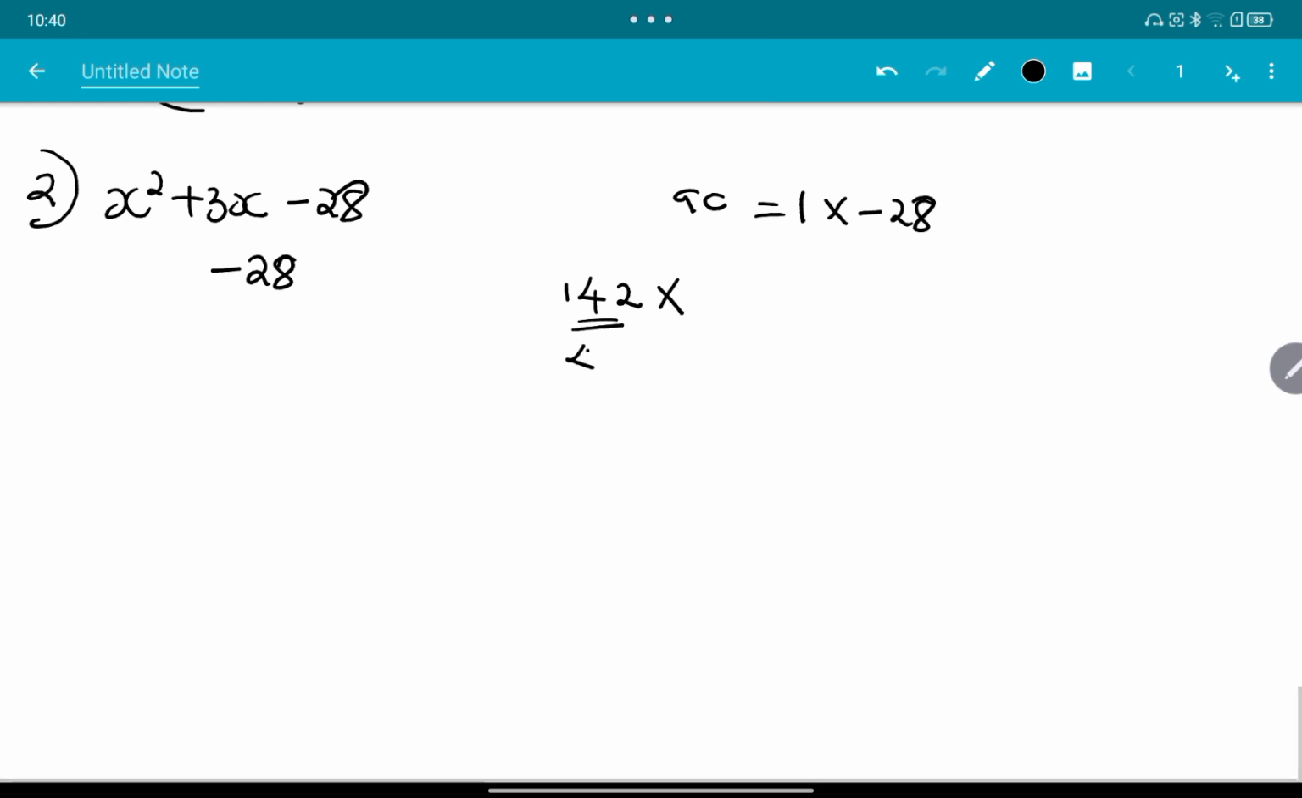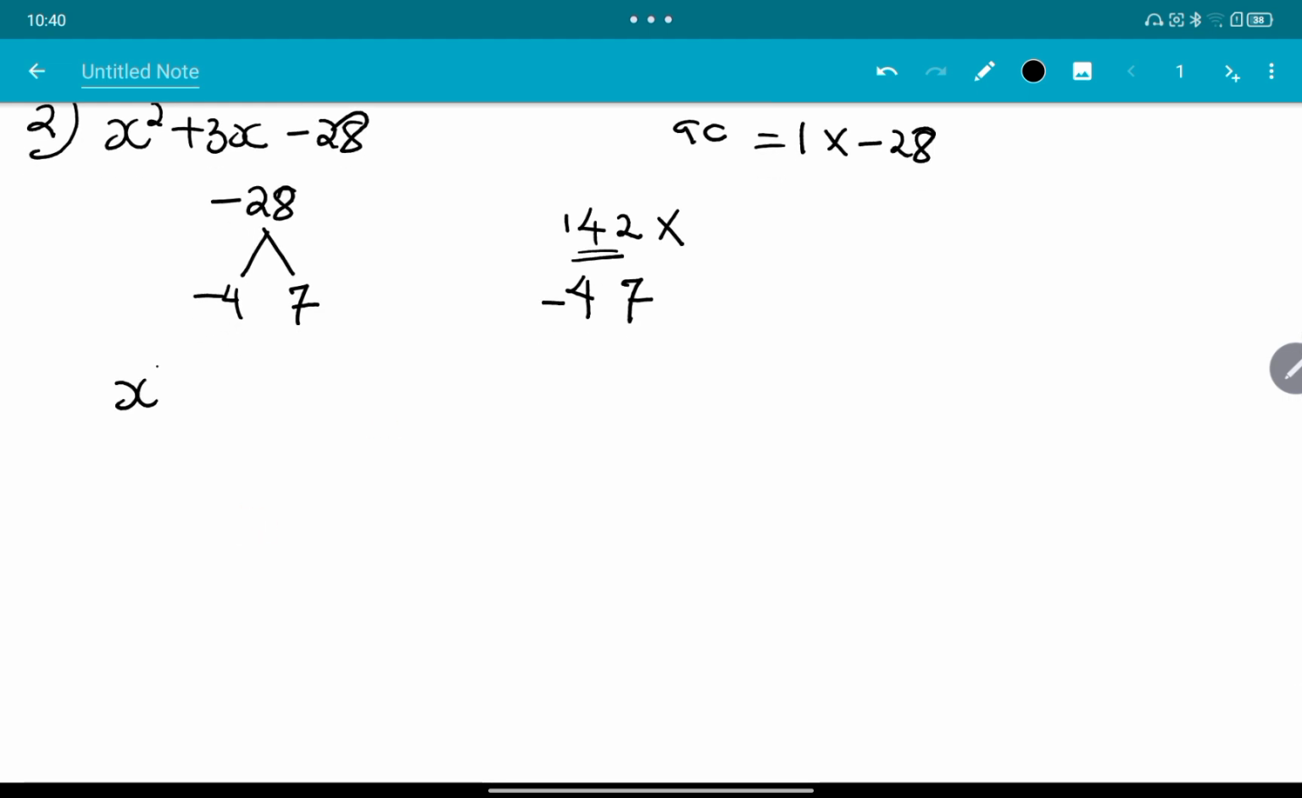We move to 4 and 7. Is there something we can do to 4 and 7? Yes. When you take 7 minus 4, it will be positive 3. So those are the factors we use, negative 4 and 7. So we have x squared plus 3x, but at this point we replace it with the factors we just got: minus 4x plus 7x minus 28.